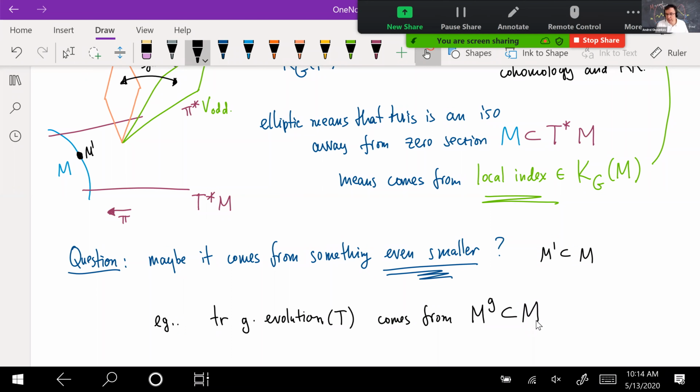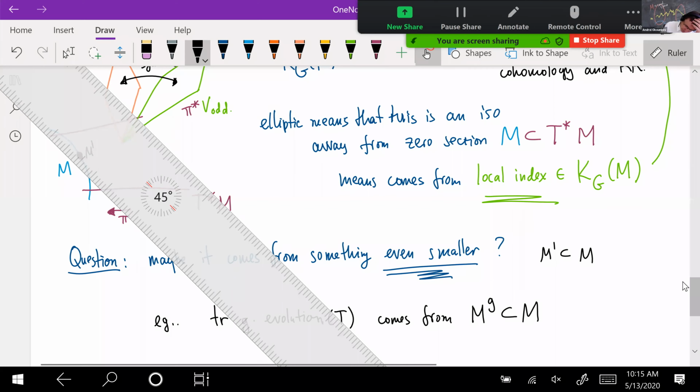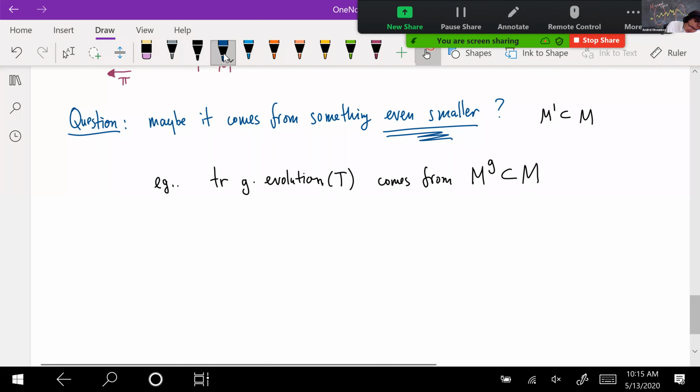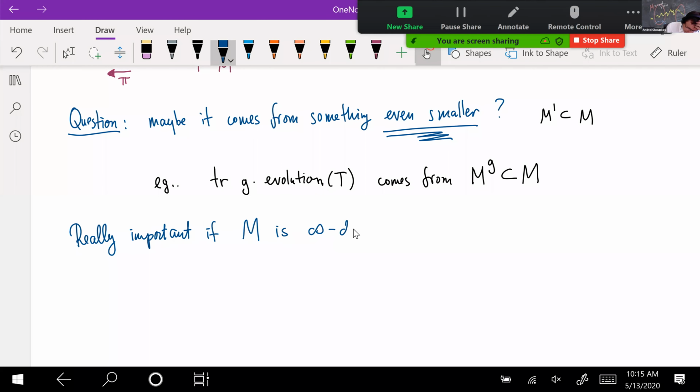But there are many other scenarios where you start with some index that you'd like to compute, and then realize that in fact it lives on some smaller set, and this would be a saving grace. This is really important if M is infinite dimensional.